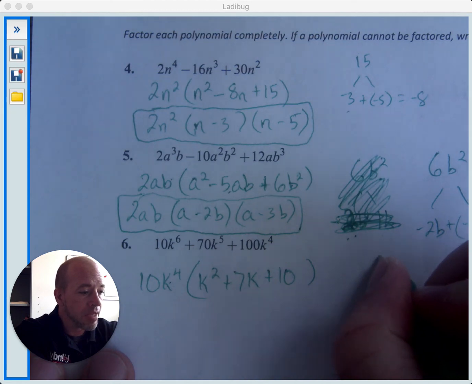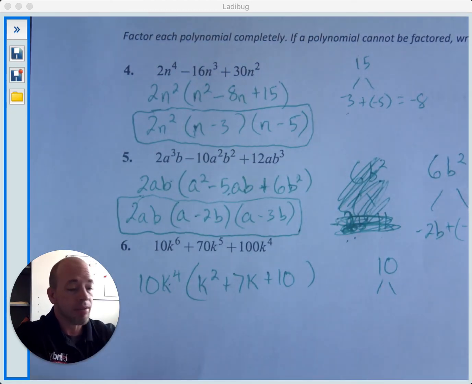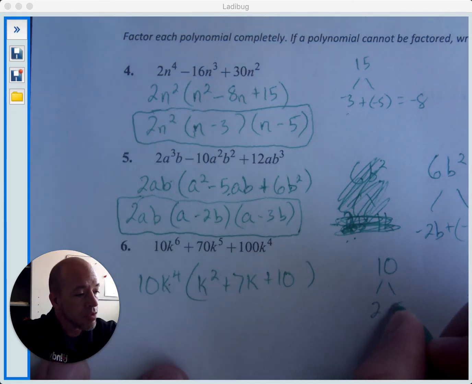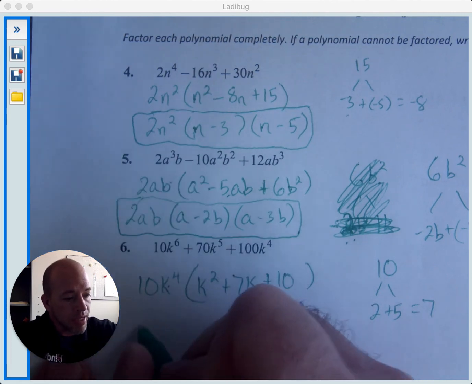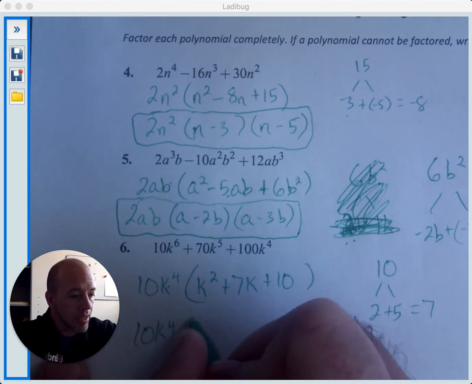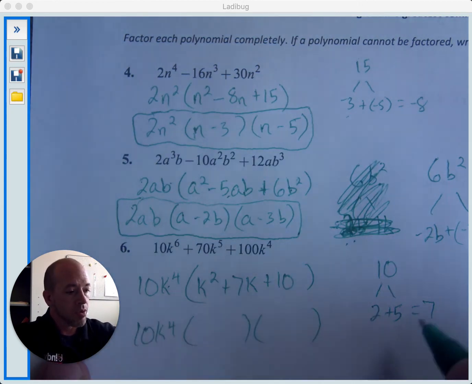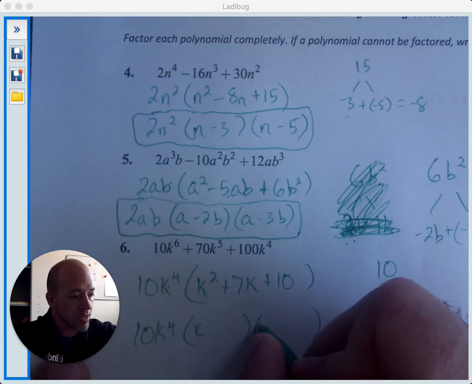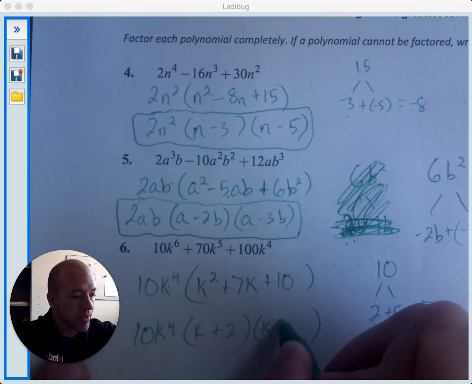Now let's see if we can factor that trinomial. We have our 10. We need two factors of 10 that will add up to 7. Ooh, how about 2 and 5? This one's pretty easy. 2 plus 5 is 7, right? So we have our 10k to the 4th that does not go away. We have our two binomials. So we have a k times k to give us our k squared, and we have our 2 times 5 to give us 10, so plus 2 plus 5.